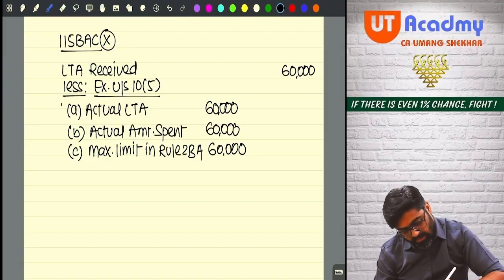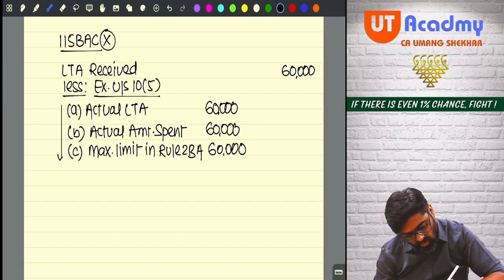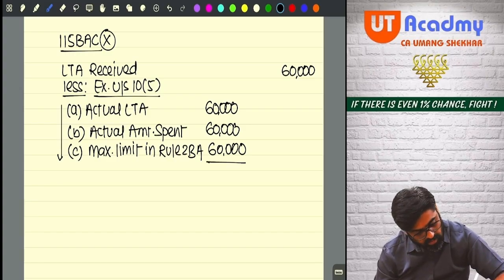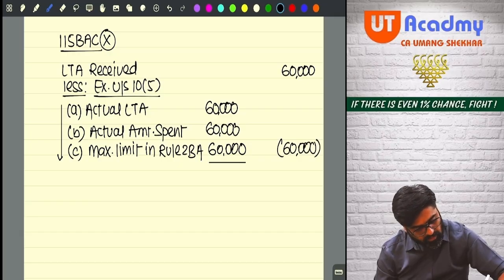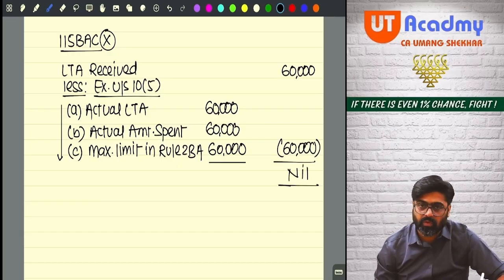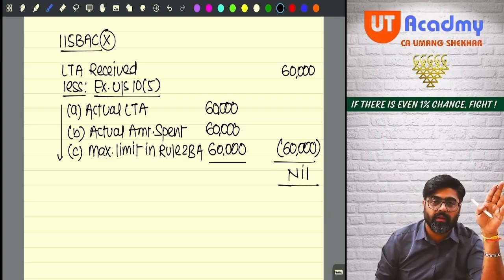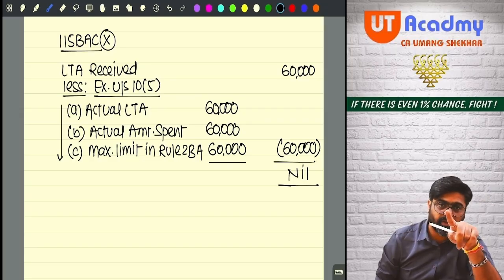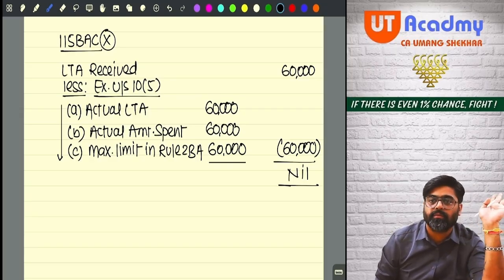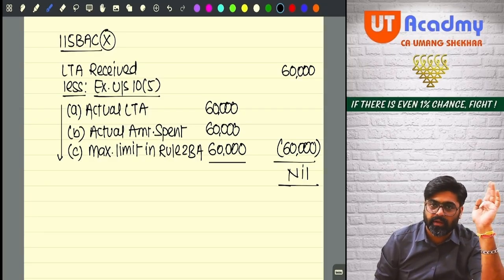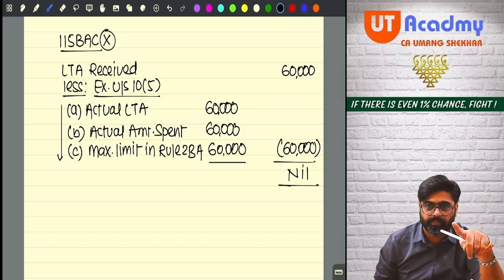Now tell me, whichever is lower, so how much will be the exemption? 60. And how much will be the taxable LTA? Nil. What if they would have told you that the assessee is following section 115BAC? Then there is no need to take this exemption, the entire LTA is taxable. That's it. Sure? Question 11 understood by everyone?